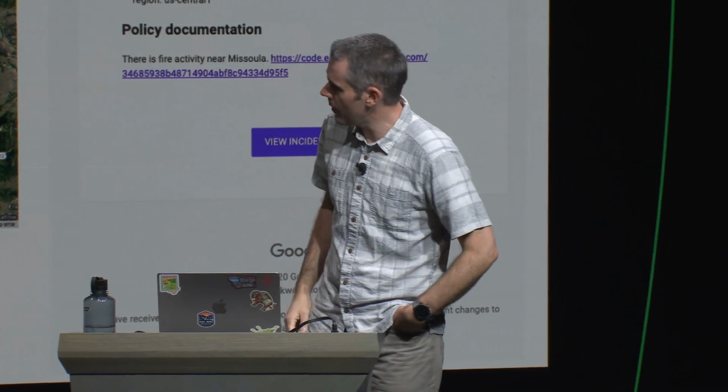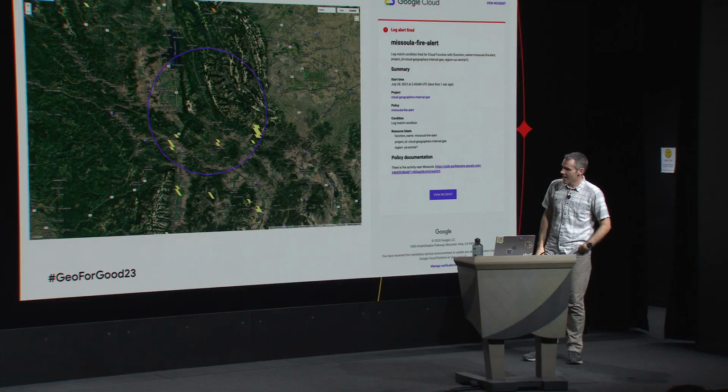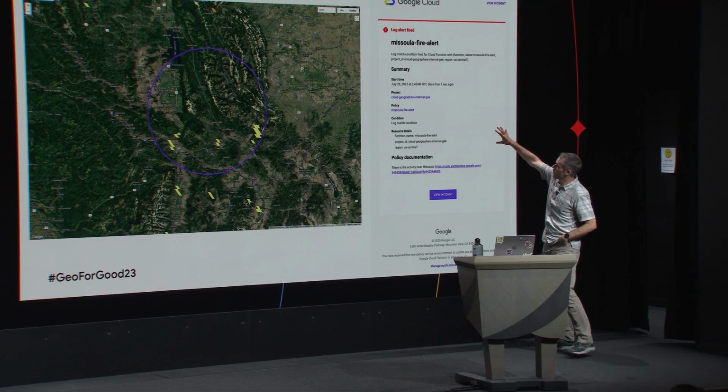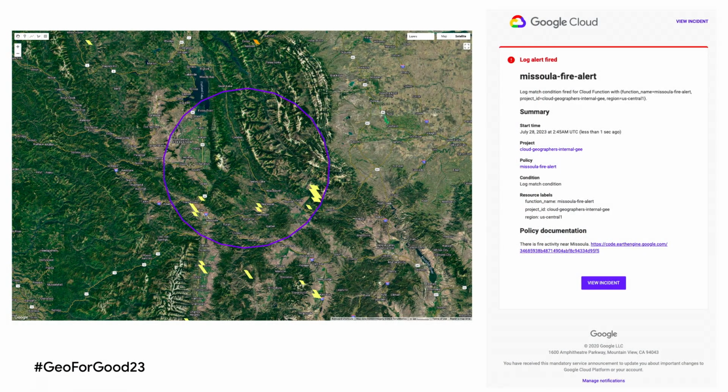And lo and behold, that night around, I think it was 8:45 the next day, I got an email. Here it is over here, showing, hey, Missoula fire alert, log alert fired. A little text message I wrote myself: there is fire activity near Missoula, and it included a link to click on so that I can go see, oh, that's where the fire is.